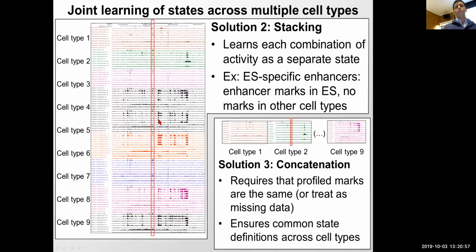Every mark is profiled, or at least every track is, across the whole genome. So it doesn't matter if I have the same set of tracks. Whereas here, I better have exactly the same set of marks across all the cell types. Who can see the subtlety? Awesome.